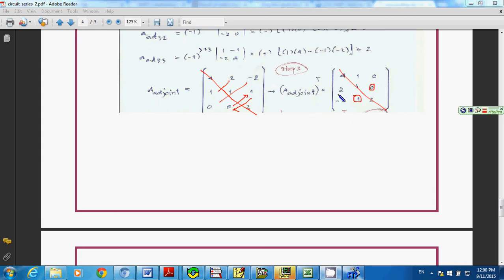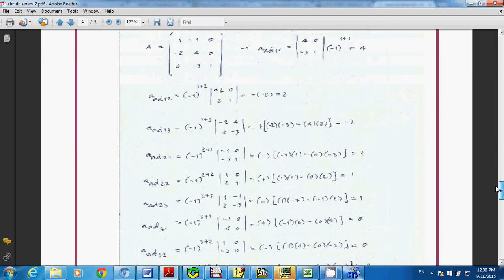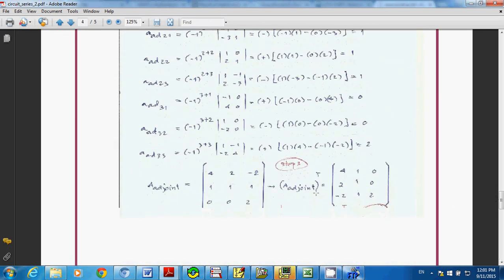Now step number 4, you want to find the inverse, right? You simply do the inverse. Go back to A inverse equals 1 over the determinant of A, times the cofactor transpose. So don't forget to divide this by the determinant, which is 2, from matrix A. Okay, hope you understand that.